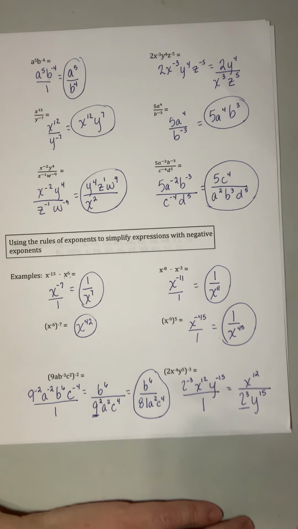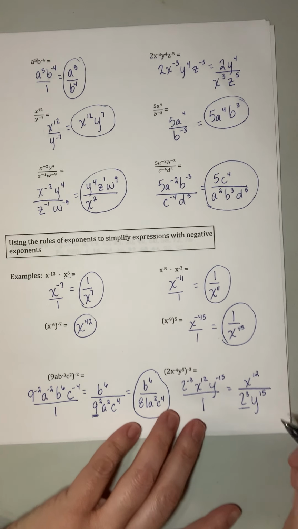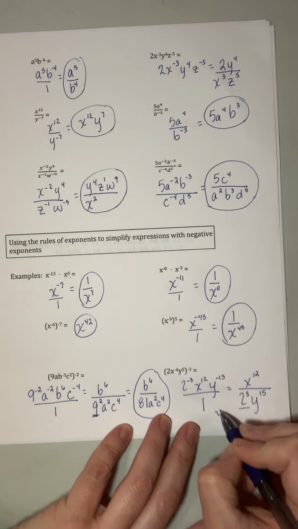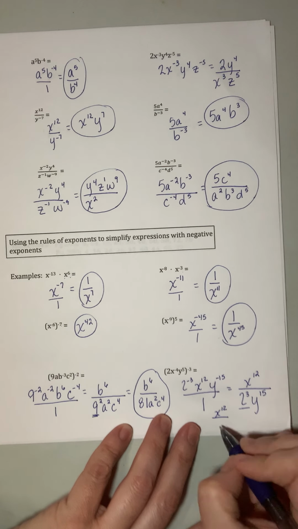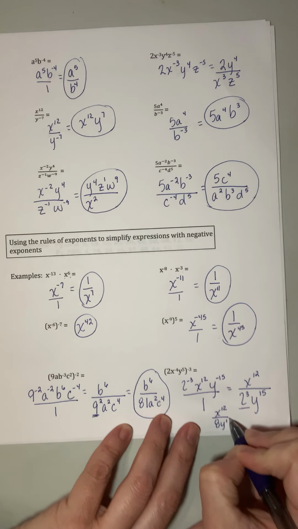And now I can finish that out. 2 times 2 times 2 is 8. So my final is x to the 12th over 8y to the 15th.